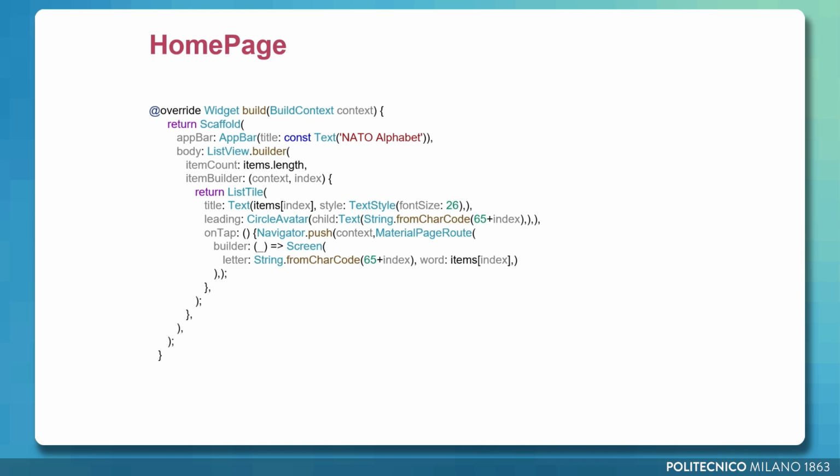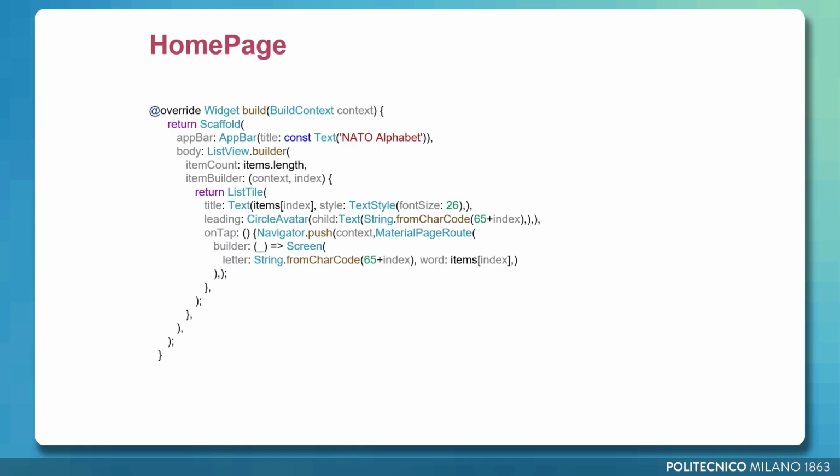Since index is a number, we convert it into a character by adding 65, the ASCII code for A, and then transforming the result into a string. In this way, index 0 becomes A, index 1 becomes B, and so on. Finally, we define the onTap callback, which specifies what happens when the user taps on one of the list items.